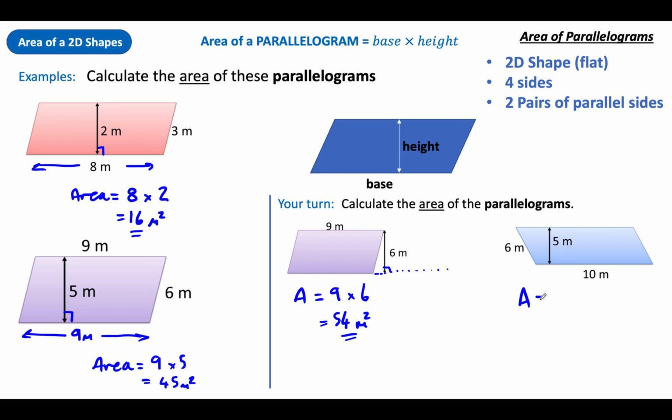Area of this one, we've got 3 dimensions, but we know we don't want this. That's the slopey side. We want the base of 10 times by the height of 5. So that is 50 meters squared. All of these have been in meters. Odd.